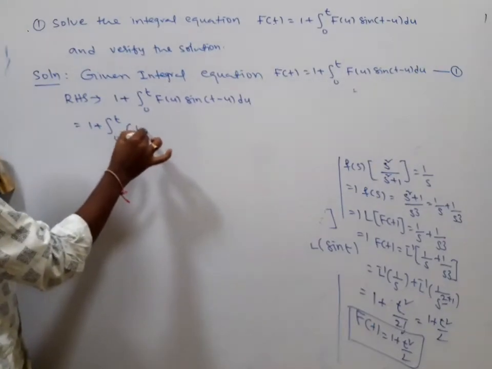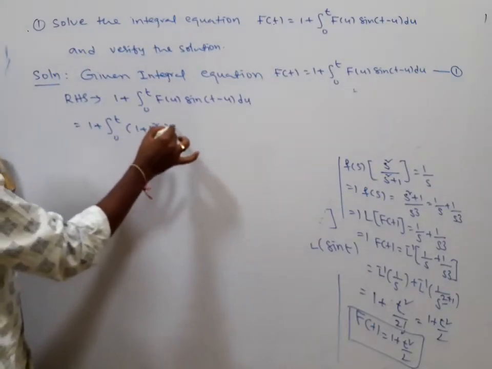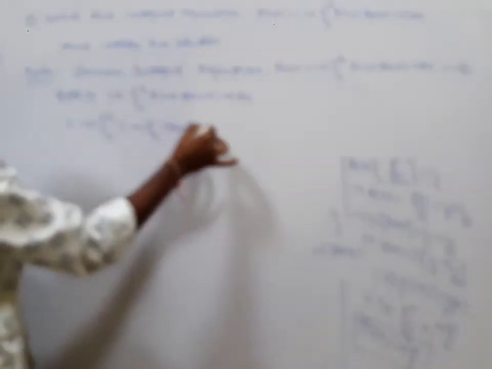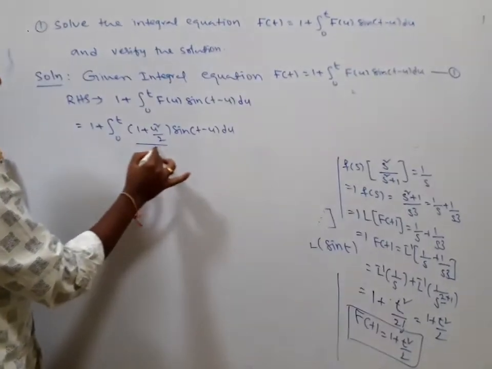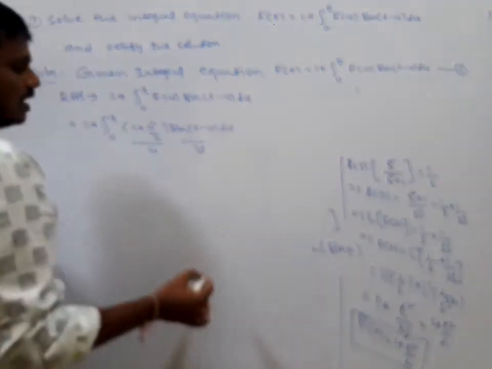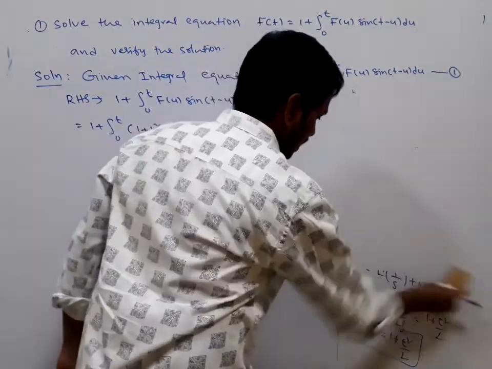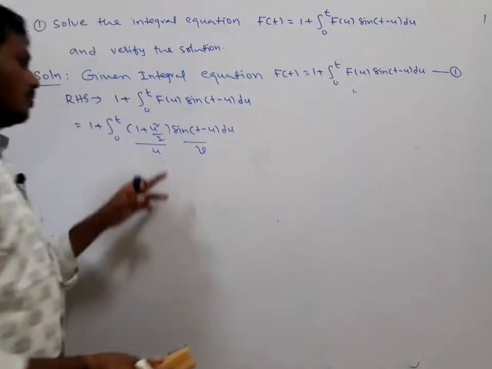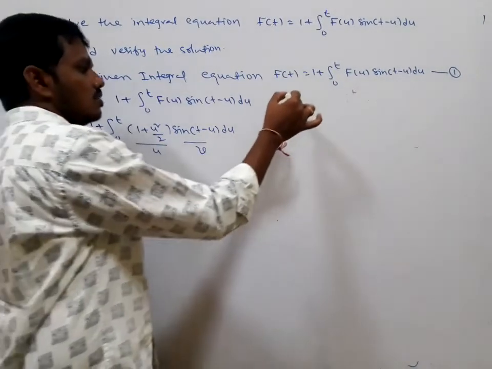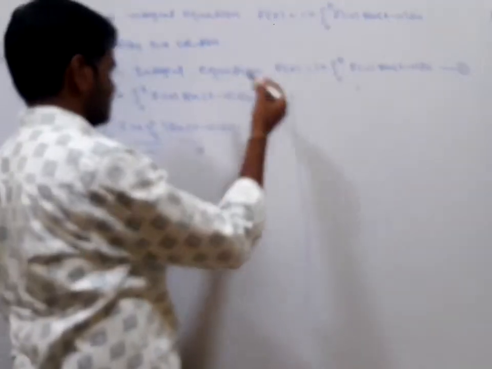So here f of t is what? f of u is 1 plus u square by 2, sine t minus u du. This is integration by parts, this is u, this is v, right? Actually u square by 2 is there, so u square is there, and 2 times you need to apply integral u into v. So I am going to use the Bernoulli formula for generalities.